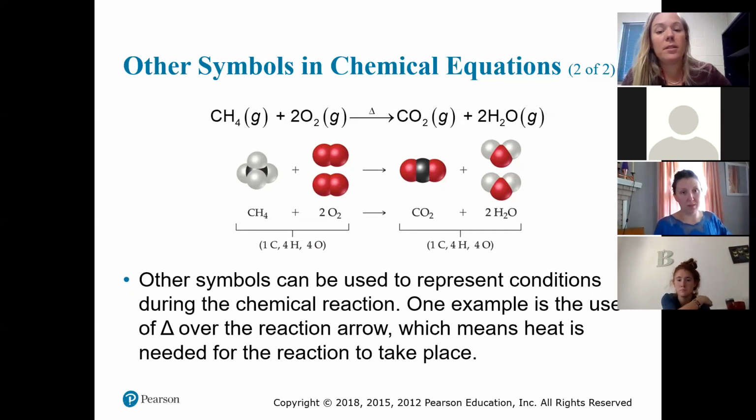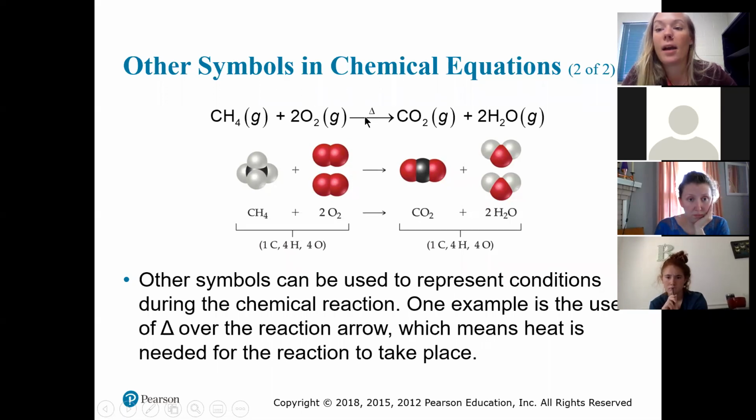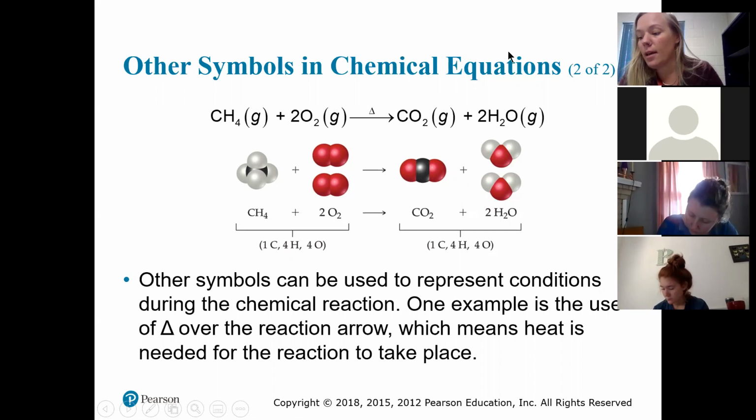So sometimes we'll see some other symbols in there as well. One example is using this delta over the reaction arrow, which means that heat is needed in order to make the reaction happen. So if I want to get these two to convert into these two things, I've got to add some heat in there. Sometimes you may see an elemental symbol over there, like a symbol for platinum or nickel. That's a catalyst that's helping to move the reaction towards the product side.